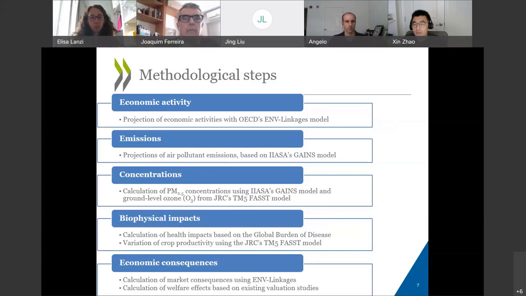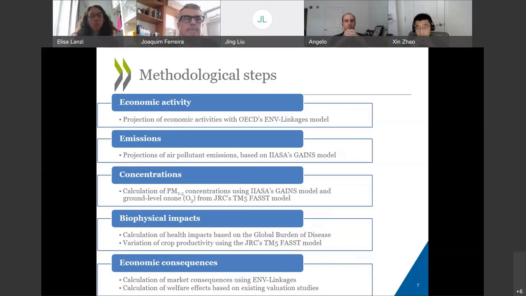ENV-Linkages is used to provide projections of economic activity with sectoral and regional details. And then the economic projections are linked to air pollution, to obtain projections of air pollutants for the different scenarios. The air pollution projections are provided by IIASA's GAINS model. The advantage of using IIASA is that it's a technology-based model, which can therefore look into more details about the emission sources and how the emissions can be improved in the different scenarios.